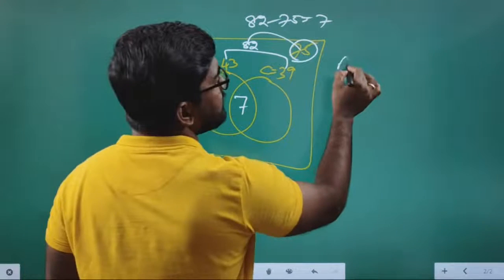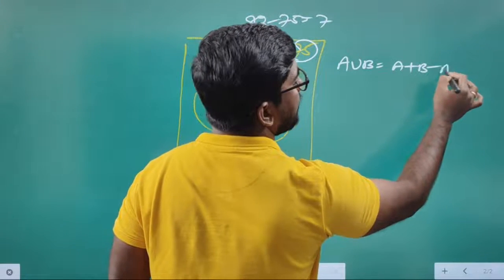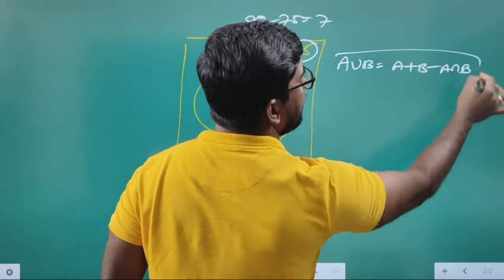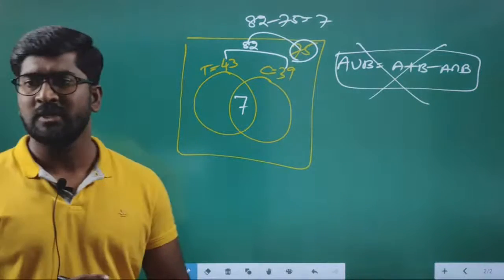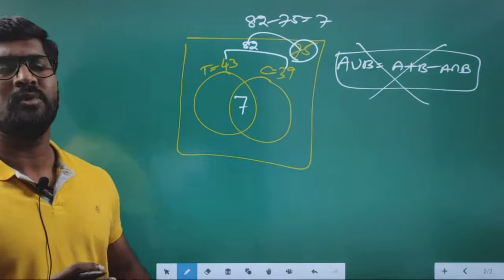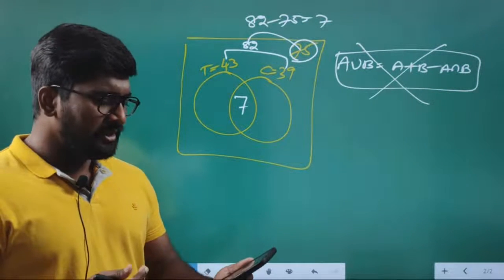In school days, we used to follow a formula: n of A union B is equal to n of A plus n of B minus A intersection B. But nowadays, you don't need this formula to answer the questions in competitive exams. And moreover, the formula will not help you in every situation for every question. So that's why we're going for a logical approach.